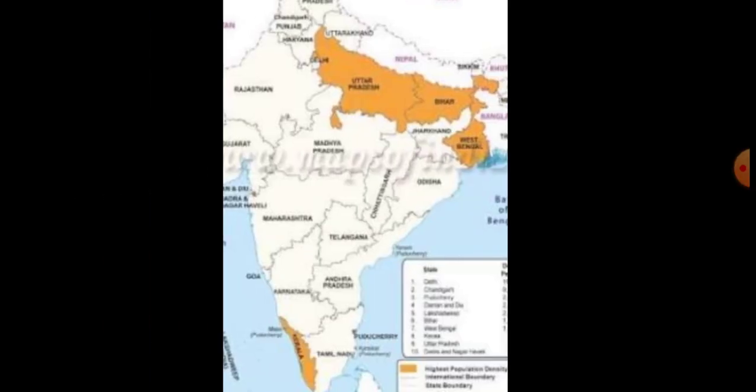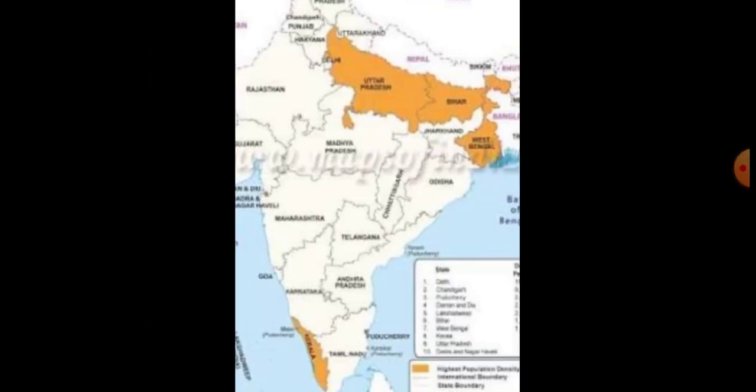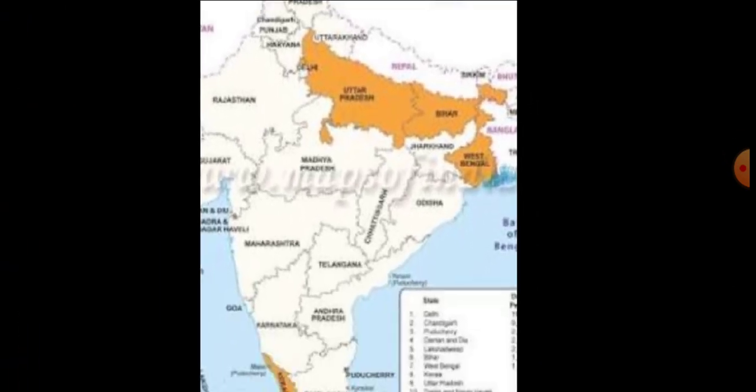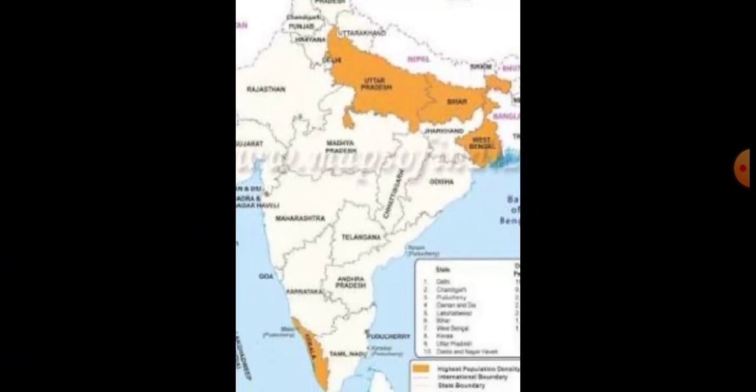Then the fourth question, densely populated state of India. There Uttar Pradesh, Bihar, likewise some of the states are given color, but you should mark Bihar alone. Only one state is asked in the question book exercise. So you should mark Bihar. Okay, densely populated state is Bihar.